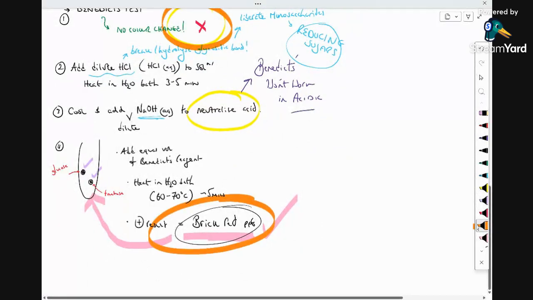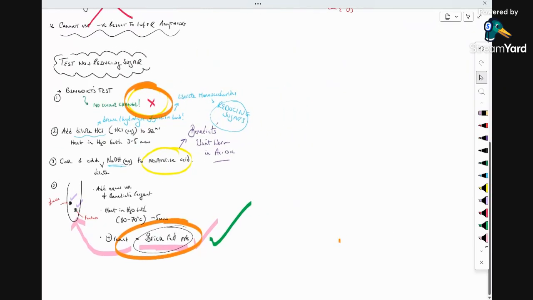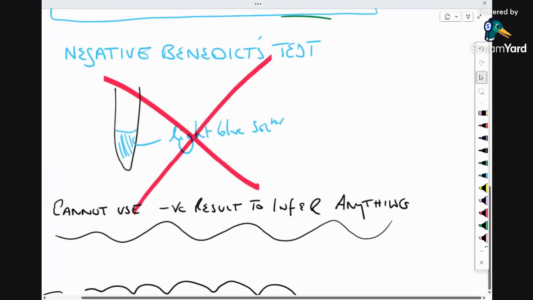at the end. So this then is a positive result that you can see, and that allows you to infer that you have a non-reducing sugar, as opposed to just doing Benedict's the first time and using the negative result as evidence. You cannot do that. It's not good science, because it could have just not worked for some other reason.